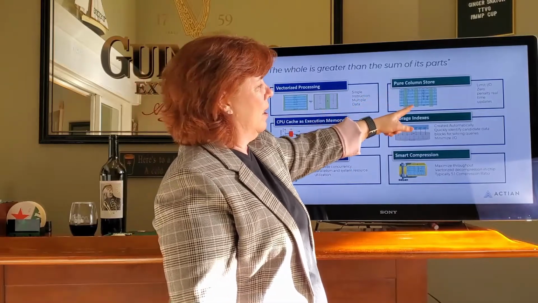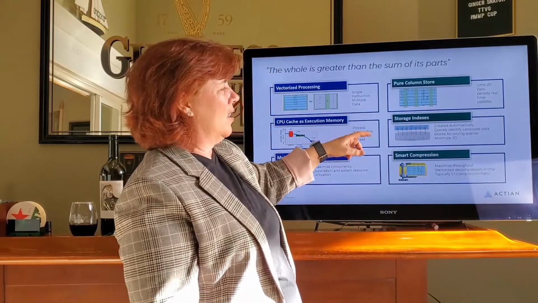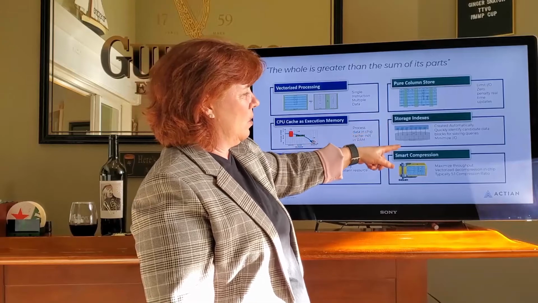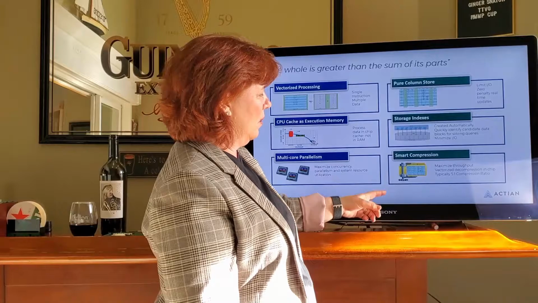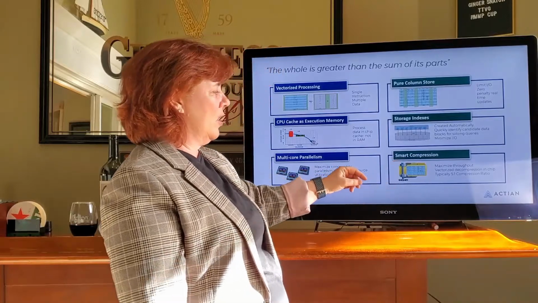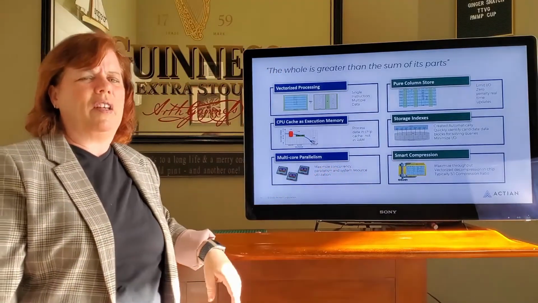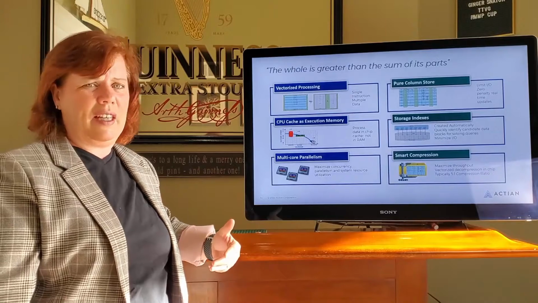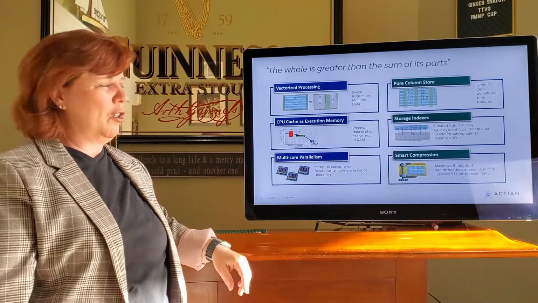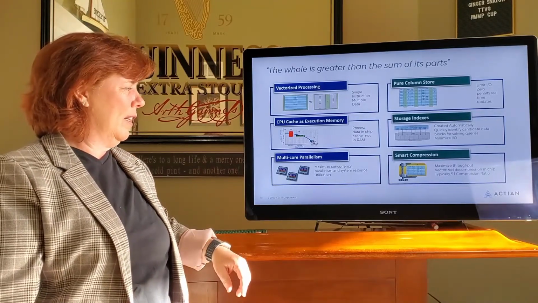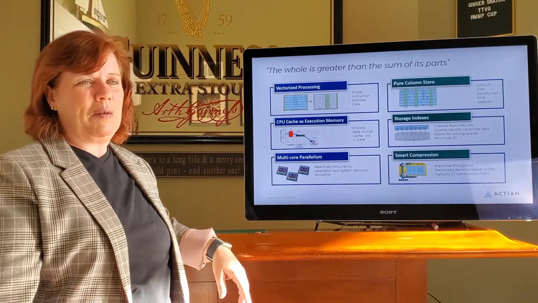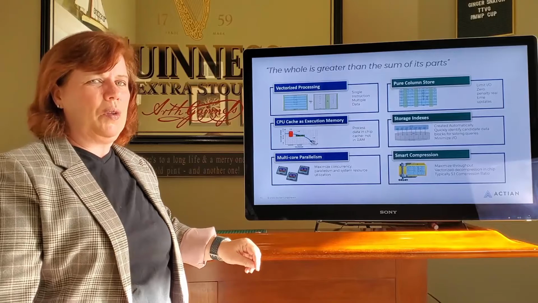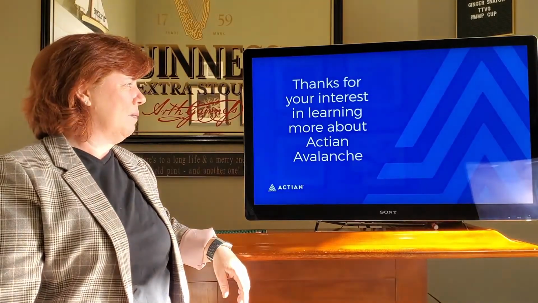And then over here on the storage side, it's a pure column store. So you're only reading the columns that apply in solving your query. And we've got these storage indexes to minimize the amount of I/O that needs to be done to solve a query. And we've got smart compression, and that will typically give you about a 5-to-1 compression ratio. So if you had 10 terabytes of data, it'd be about 2 terabytes of data that you'll be paying for in Actian Avalanche. So together, these all help us deliver the performance characteristics that we can, both on-premise and in the cloud.